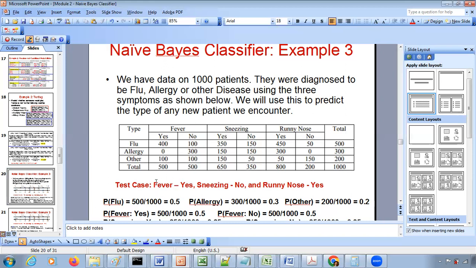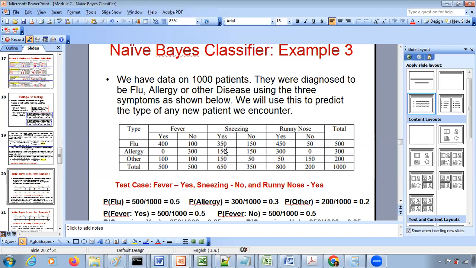So now if you add up these feature values for fever, yes, if you add up these three rows, 400 plus 0 plus 100 is 500. So that means across all these diseases, what's the probability for a person to have fever as yes is 500 over this 1000. Similarly, for no, the sum of these is 500. So the sum of these two, yes and no, 500 plus 500 is 1000.